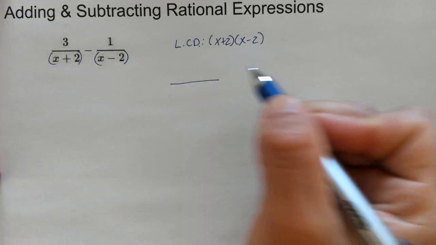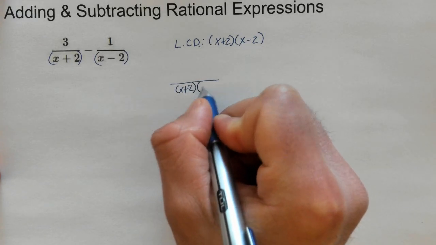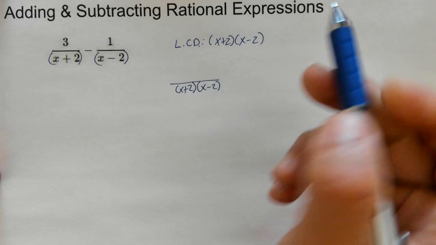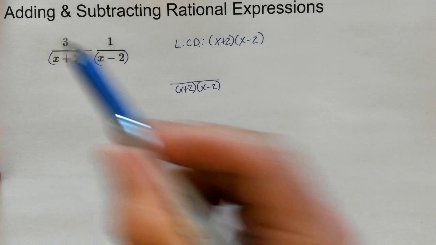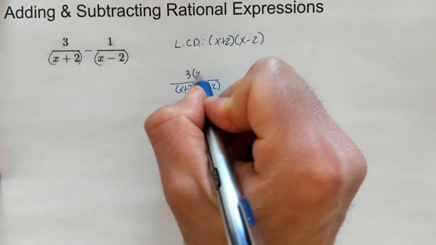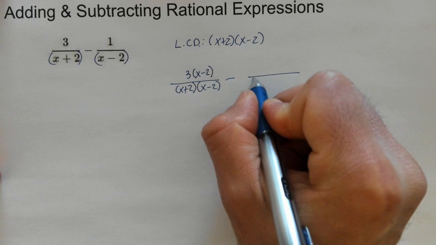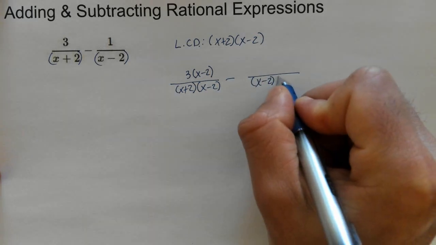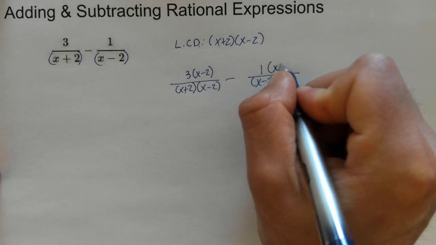So I'm going to rewrite this fraction with denominator x plus 2 times x minus 2. Now if I multiply the bottom here, I want to multiply the top as well. So 3 times x minus 2. The second fraction already has an x minus 2. I need to multiply this one times x plus 2. And I multiply the top times the same value.